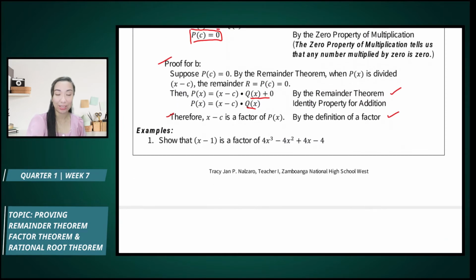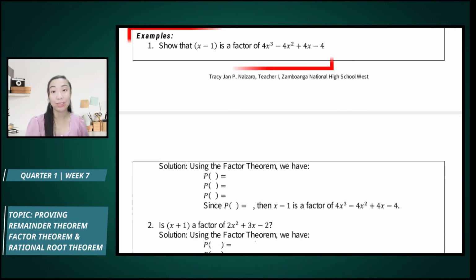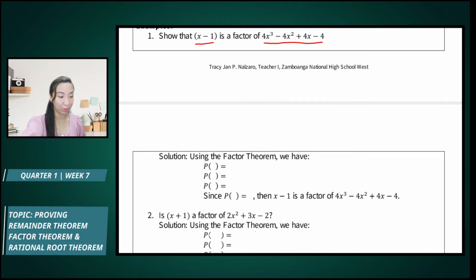To further understand what the factor theorem is, let us have the examples. So first, let's have number 1. Show that x minus 1 is a factor of 4x cubed minus 4x squared plus 4x minus 4. Our goal here is that using the factor theorem, we must be able to show that p of c is equal to 0, because if the remainder is 0, then we can conclude that it is a factor. If not, then it is not. So let's have the solution.